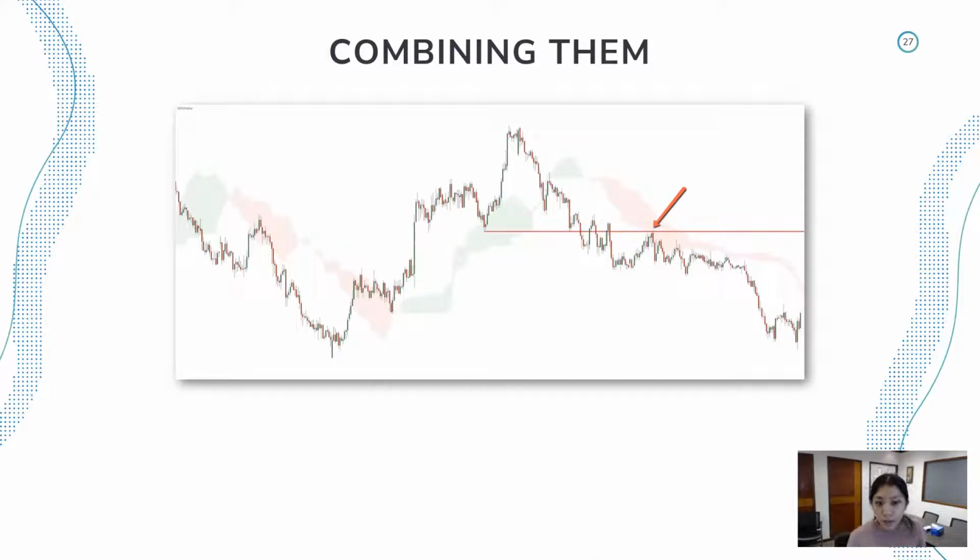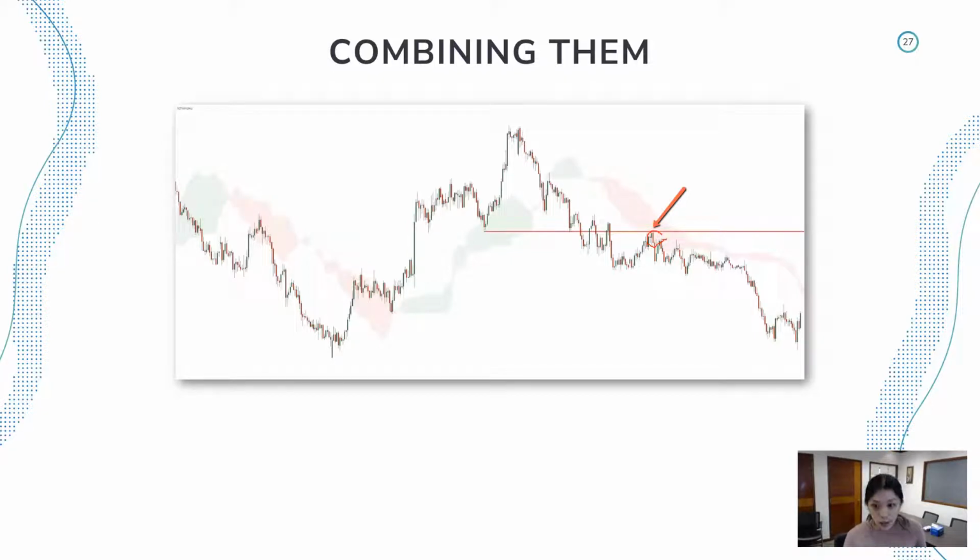So price forms a bearish engulfing candle at the Ichimoku plus pullback resistance. So this gives us more confidence that the price is going to drop. Since when the price touches here at our pullback resistance, it means that it tried to break, but it didn't. The breakout didn't occur, right?